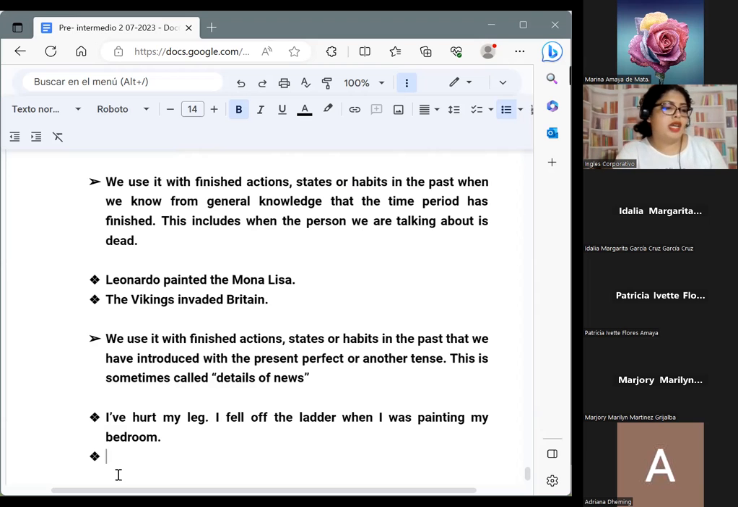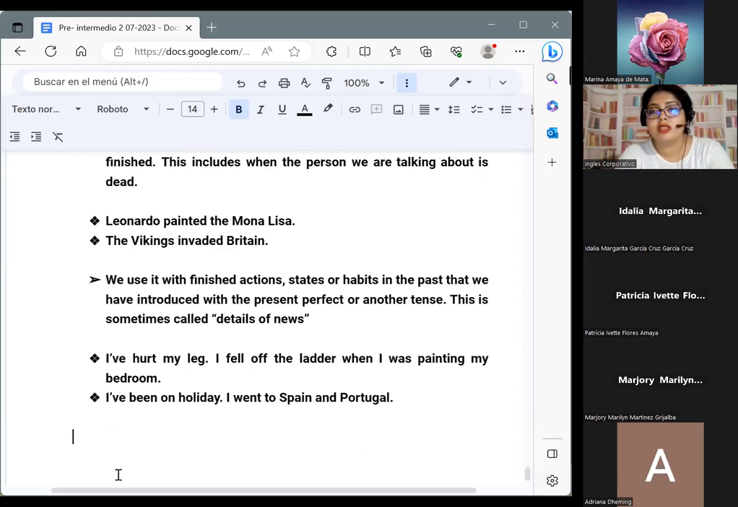I've been on holiday. I went to Spain and Portugal. So in this case, we're mixing two structures to talk about something that we did or some specific information.